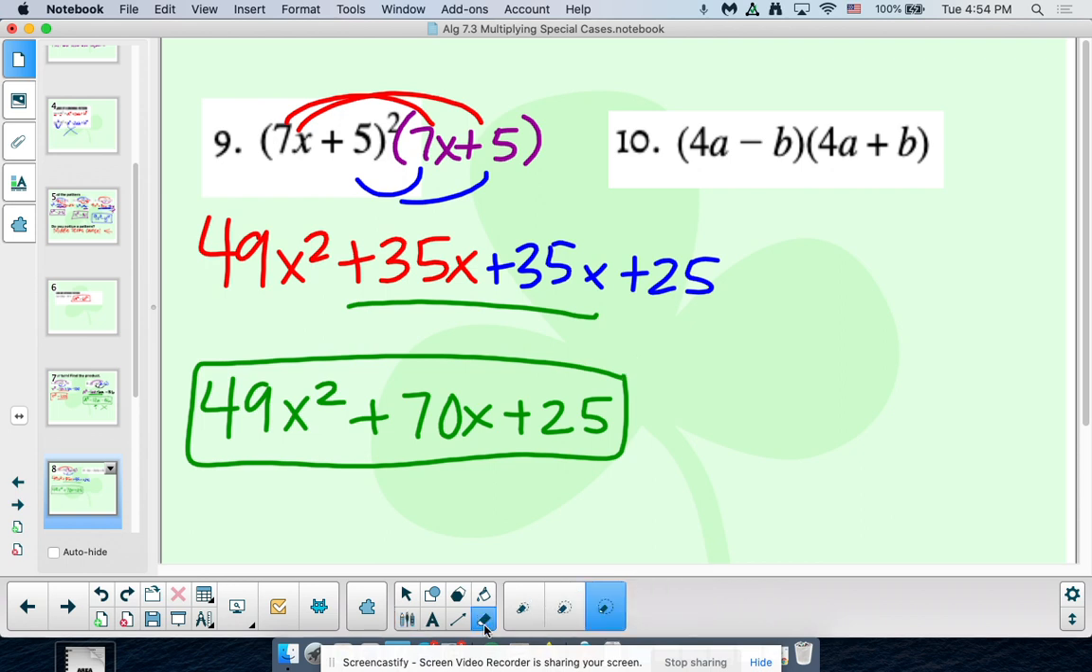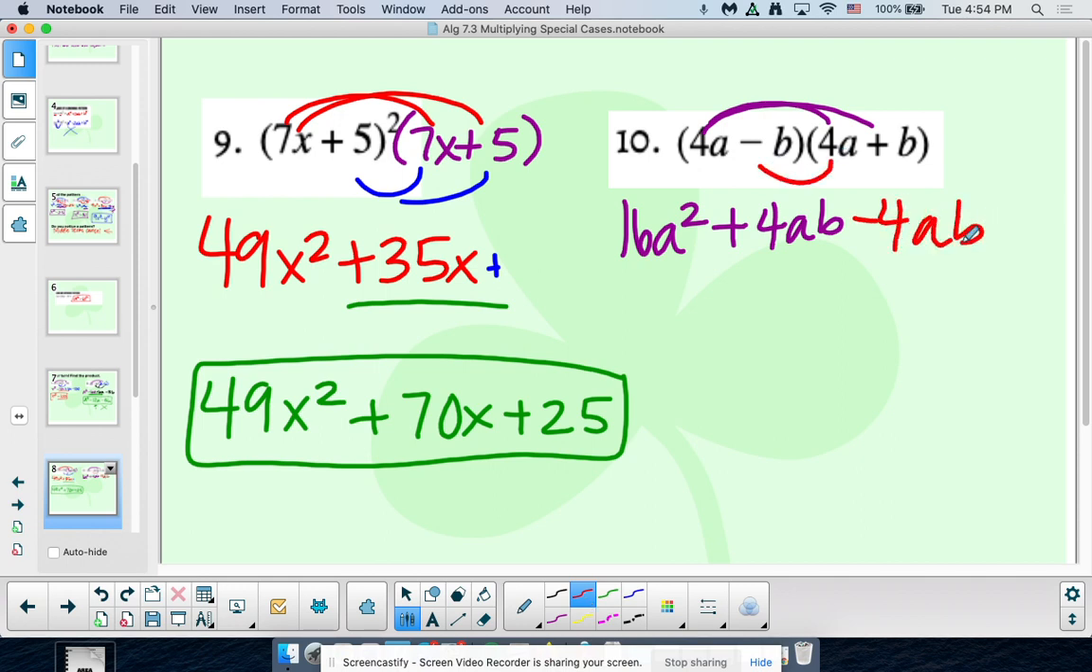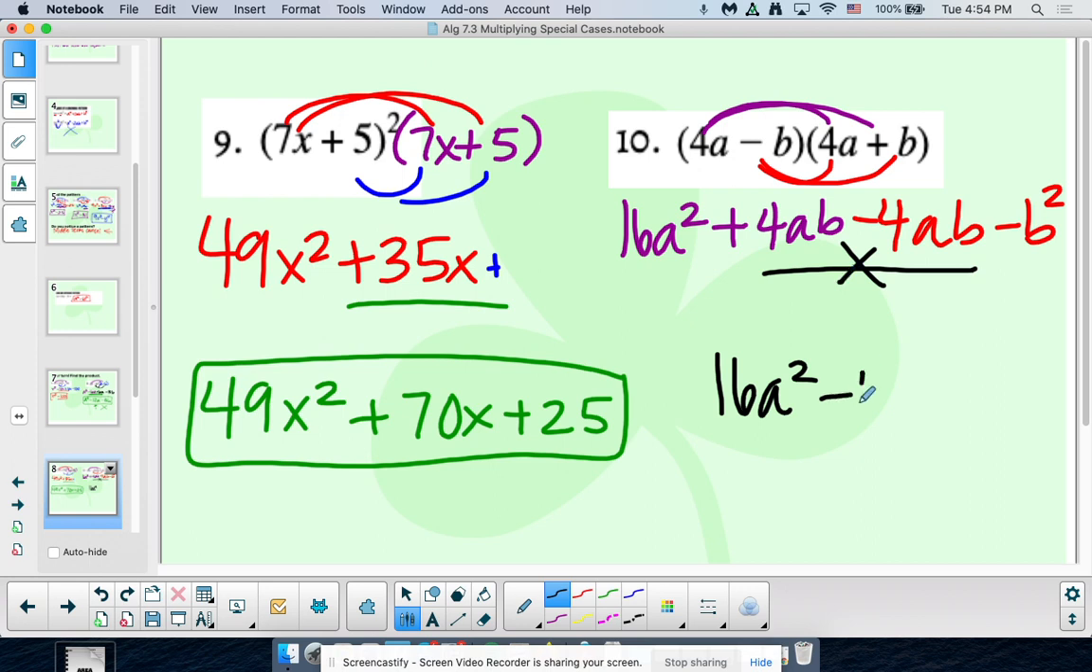And our last one, give myself some space here. Here we go. 4a times 4a is 16a squared. 4a times b is 4ab. Negative b times 4a is negative 4ab. And negative b times b is negative b squared. Let's see what happens here. Drop down that 16a squared. 4ab minus 4ab, they cancel. So we're just left with that minus b squared. Whew, okay, nice.